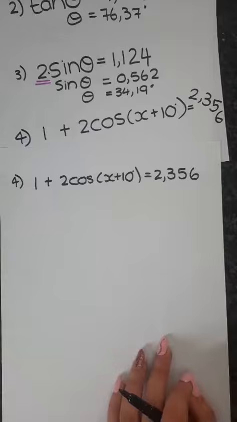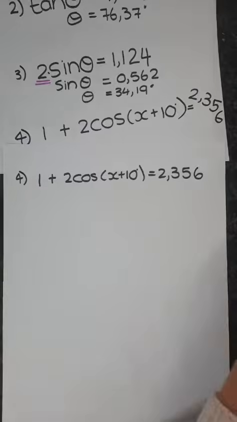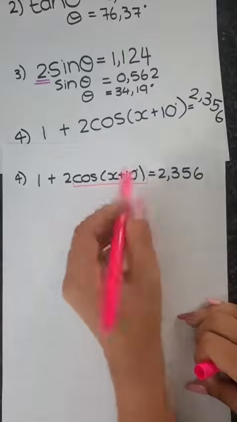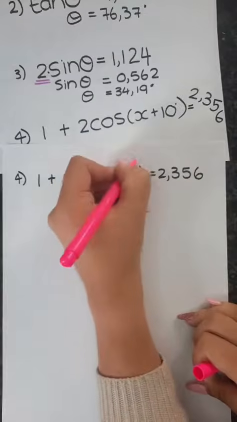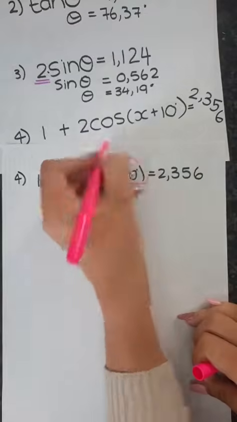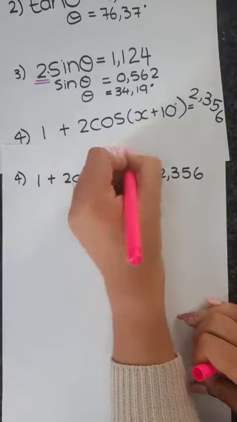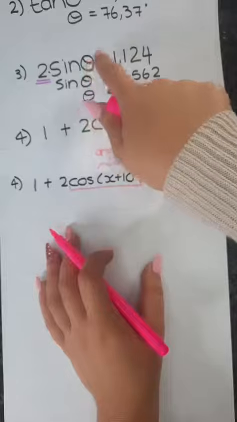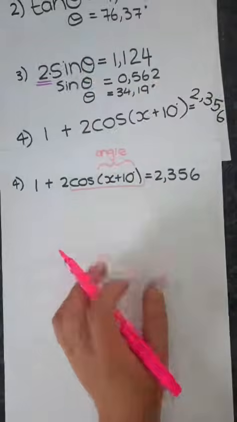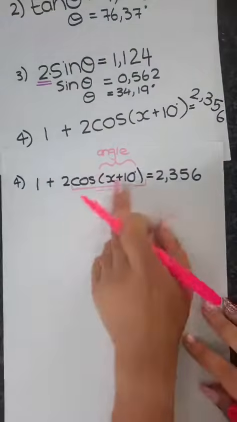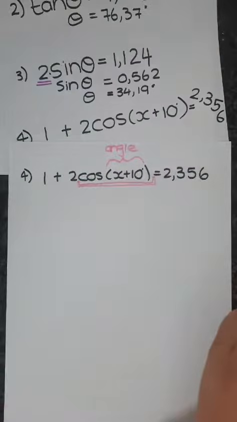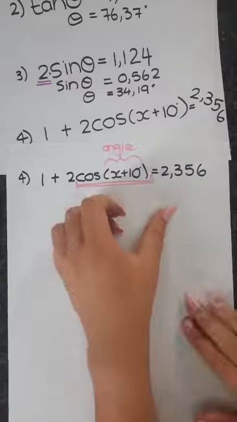So what do I do? How do I get this into the proper form? Well, I want to essentially isolate cos and my angle. This entire thing over here is my angle. Before, we've only seen sine theta, tan beta. This entire thing is my angle. So I need to isolate my cos and my angle. How do I isolate that?